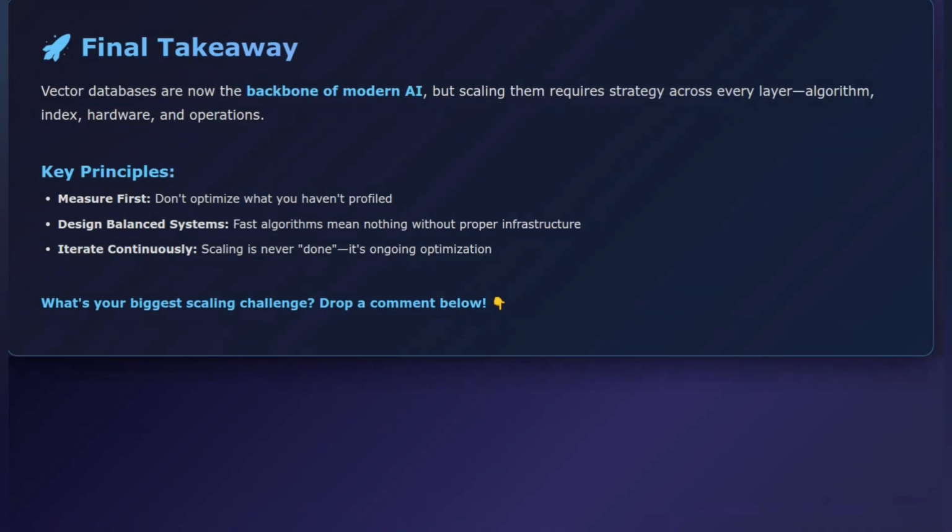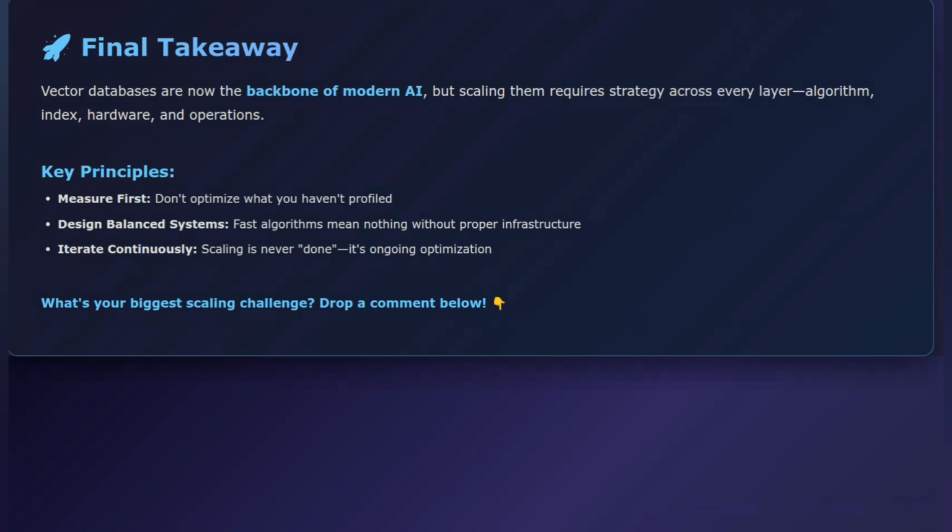Vector databases are now the backbone of modern AI. From LLM applications to recommendation systems to semantic search, vectors are everywhere. But scaling them requires strategy across every layer: algorithm, index, hardware, system, operations. There's no silver bullet. It's about designing a balanced system where each layer works well together.